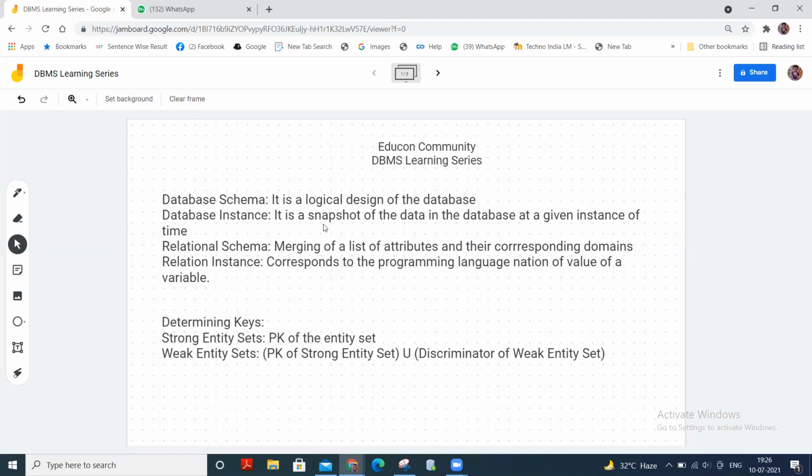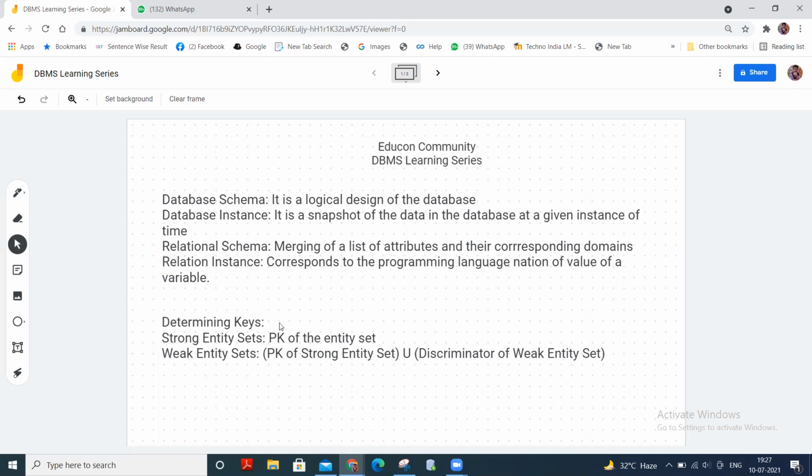So the next part is relational schema, which consists of a list of attributes and their corresponding domains. And the last one is relational instance. It corresponds to the programming language notion of value of a variable.